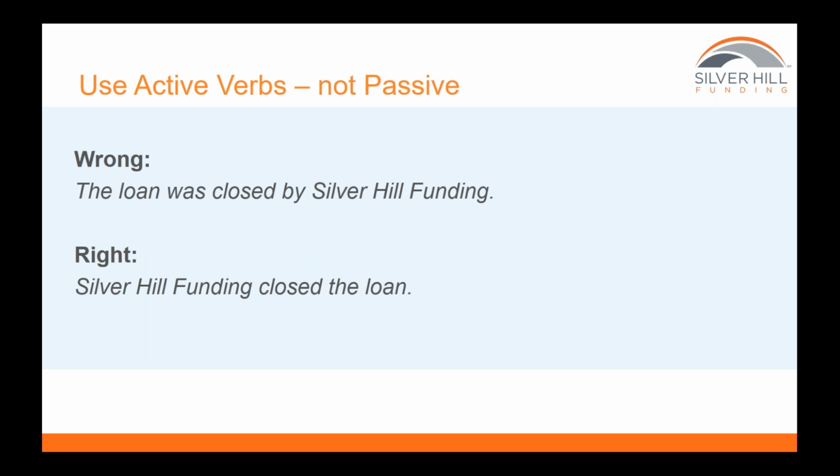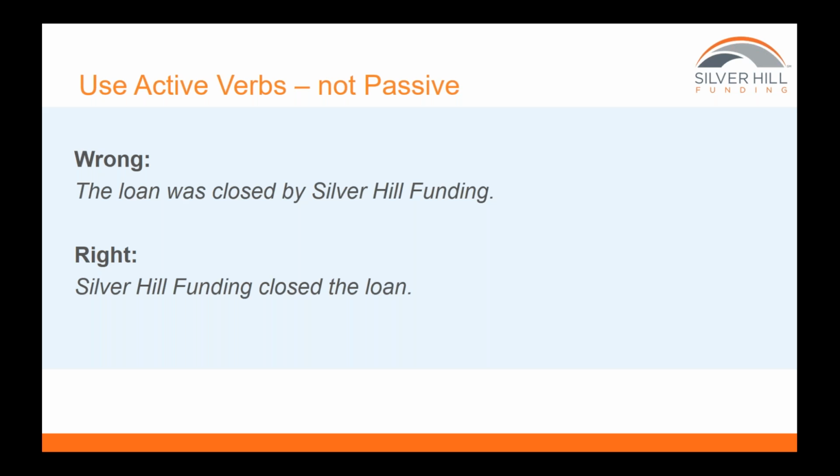This is a huge one, and I think we do this all the time: using active verbs and not passive. And I try to include an example here, a very basic one, so we can see. Oftentimes in our writing, we put the subject, in this case, Silver Hill Funding, at the end of the sentence because it sounds a little more formal, and we want to sound smart, right?